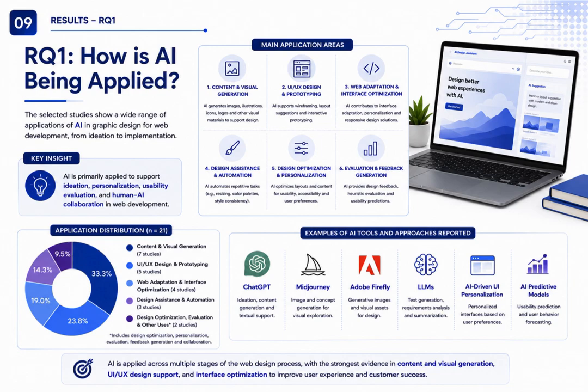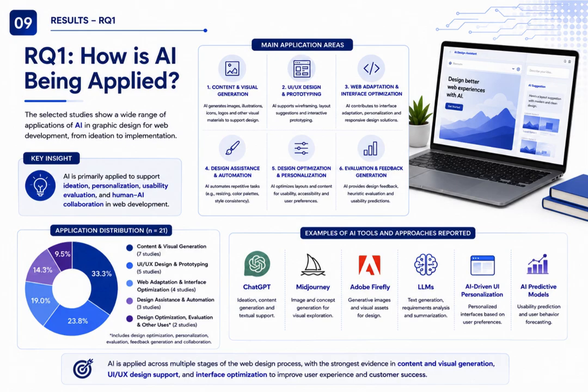The results show applications across the entire design lifecycle. AI is used for content generation, interface design, prototyping, interface adaptation, design assistance, personalization, and usability prediction. Popular tools reported in the literature include ChatGPT, Midjourney, Adobe Firefly, and large language models. Overall, the strongest evidence shows that AI supports designers by accelerating content creation, improving interface optimization, and enabling more personalized digital experiences.